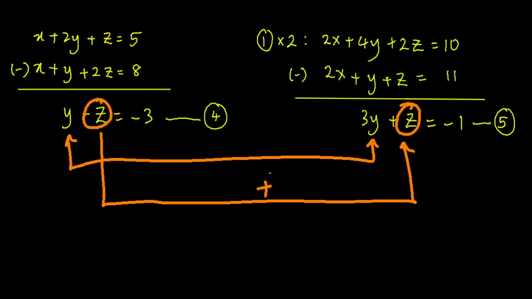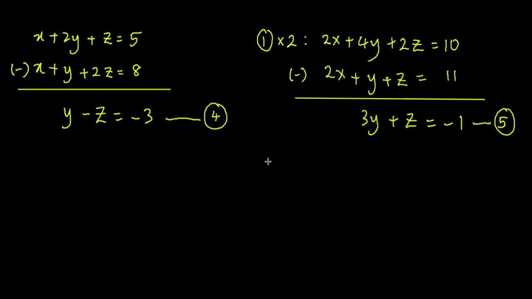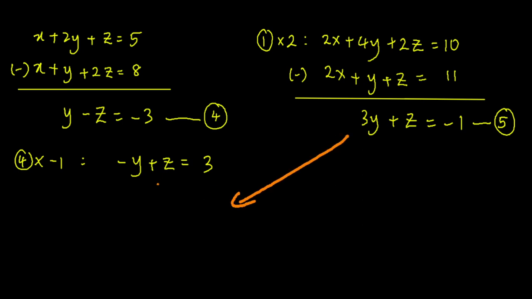You can just add them to get your y. But in this case, I do not want to confuse you, so I will get the common coefficient. This is negative 1, this is z, right? So to make them common, here I will just times negative 1. So when you times equation number 4 by negative 1, all of this changes sign: negative y, positive z, positive 3. So we will get negative y plus z equals 3. Equation number 5, you just put there 3y plus z equals negative 1. You can see they are exactly the same now.